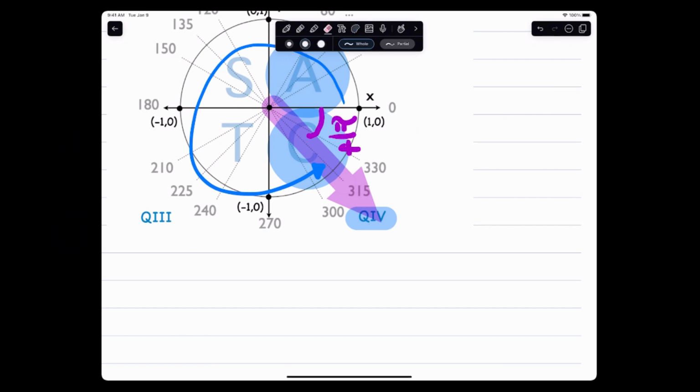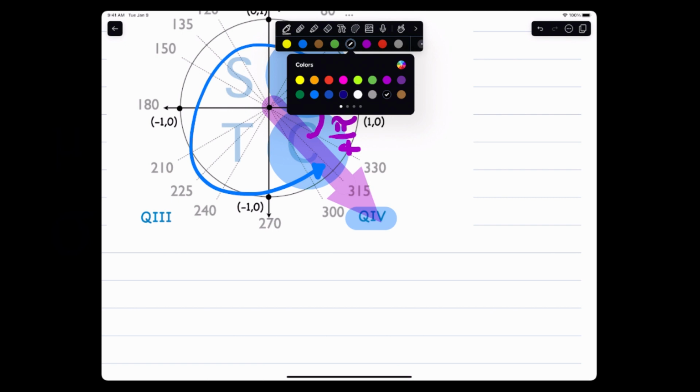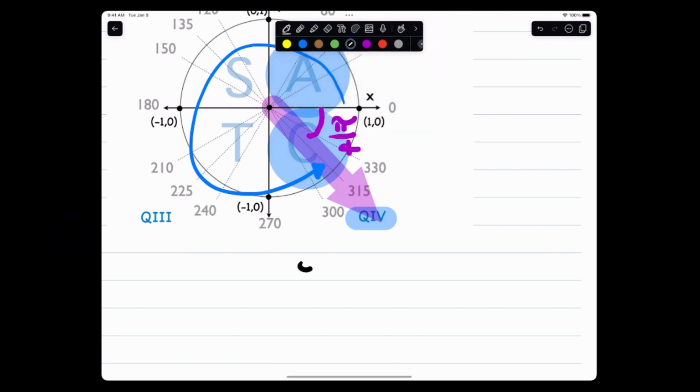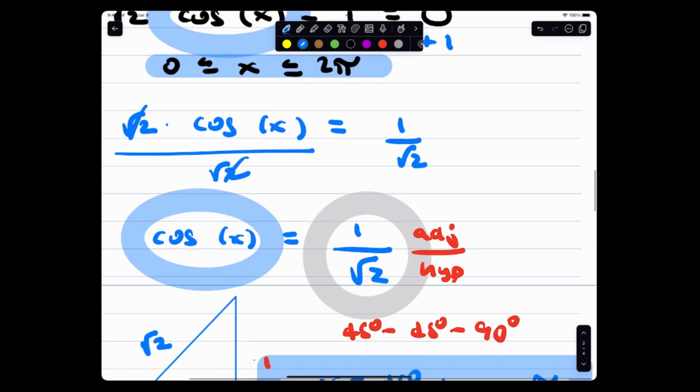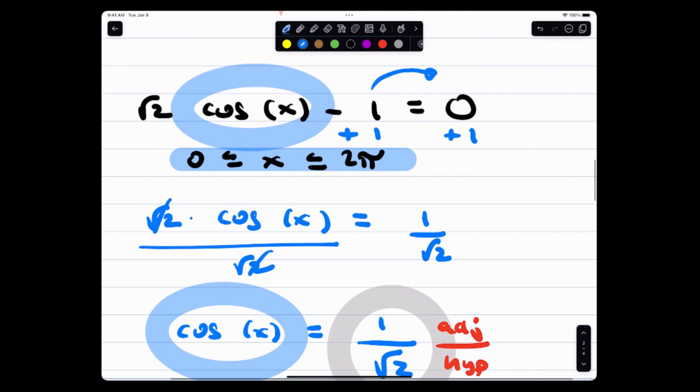I think I made a mistake by putting it way up here. I'm going to put it down here. And I'm not sure what color that is.